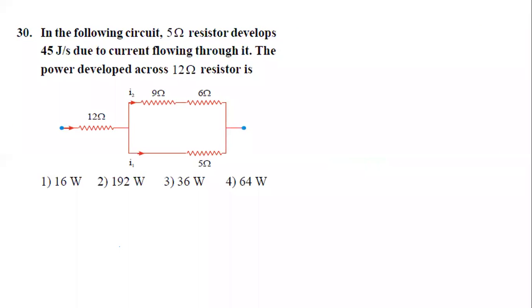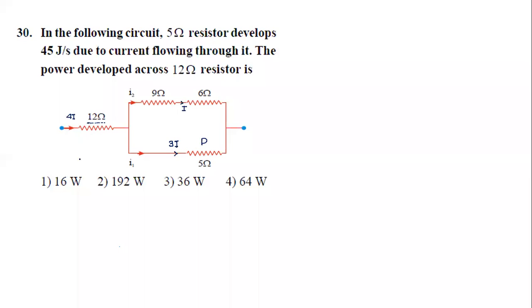Let's look at one more. In this circuit, the 5 ohm resistance develops this particular joules per second. This is watts only, so this is a particular power consumption, given here due to the current flowing through it. What is the power developed across this? This also is a fairly easy question. If I take this current as I, this is 15 ohms and this is 5 ohms. The current will be inversely proportional to resistance, so this will be 3I, if this is I. This will be 4I in total. I can calculate the ratio of power consumption, and since one power consumption is given, I can easily solve.